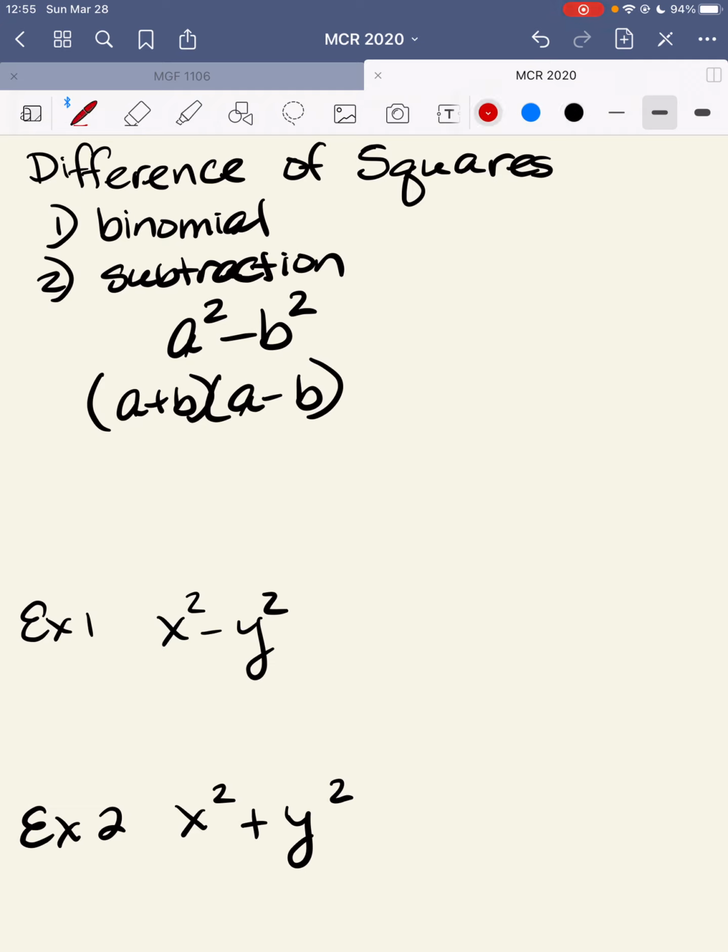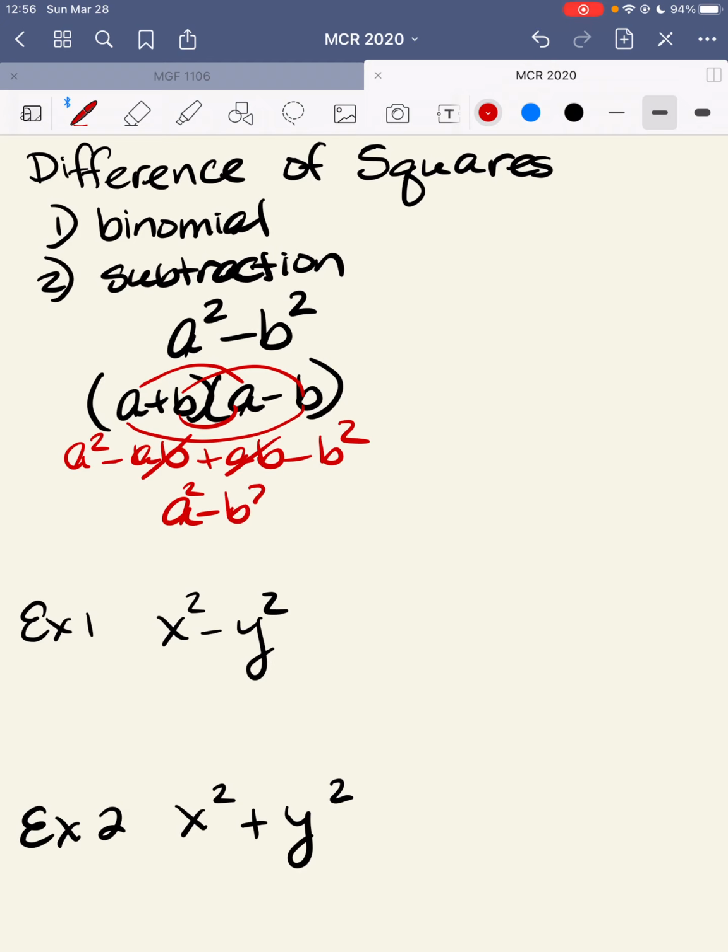When we go ahead and FOIL them, we get a squared minus ab plus ab minus b squared. And the middle two terms should cancel. All right, but if you have something like a squared plus b squared, this cannot be factored. This is something that we call prime. Okay, so difference means subtraction. So difference of squares factors, sum of squares does not.